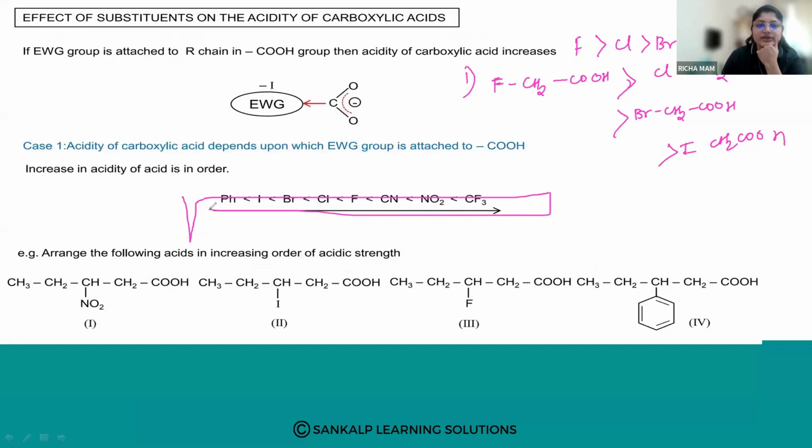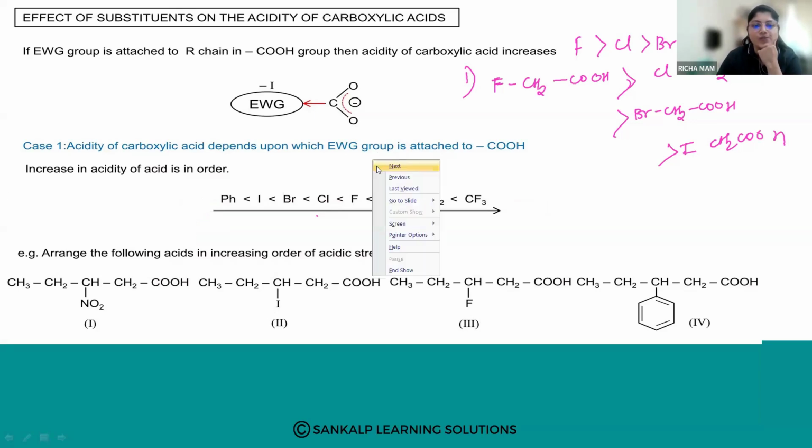So fluorine is a highly electron withdrawing group, then chlorine, then bromine, and then iodine. So this is important, remember this order. Now, as the number of electron withdrawing groups increases, the acidic strength also increases.